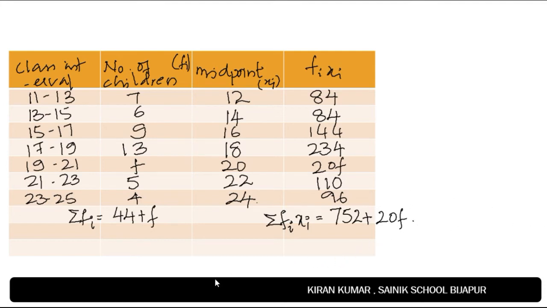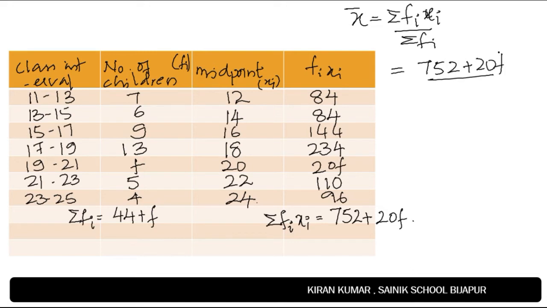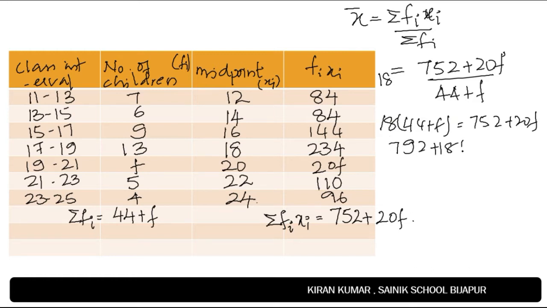In the question they had mentioned the mean allowance, and the mean allowance was rupees 18. So we'll make use of formula x bar equal to sigma fi xi divided by sigma fi. Here 752 plus 20f divided by 44 plus f is 18. So 18 is to be cross multiplied with 44 plus f. So 18 times of 44 plus f will be equal to 752 plus 20f. So 18 times of 44 is 792 plus 18f will be equal to 752 plus 20f.